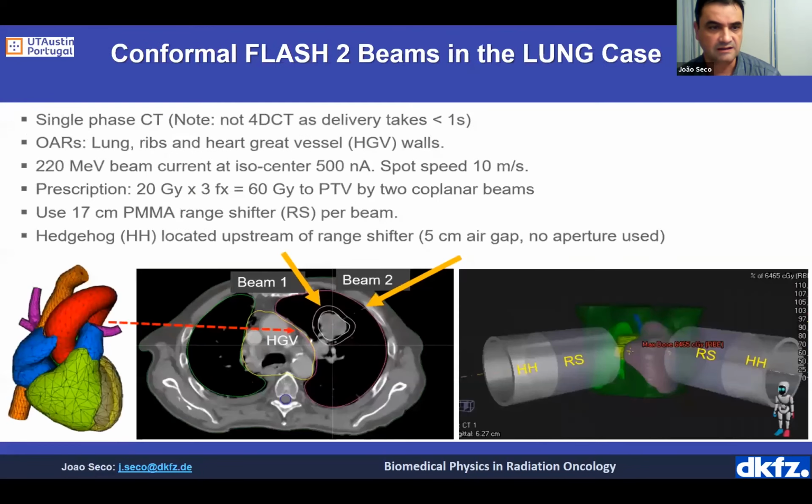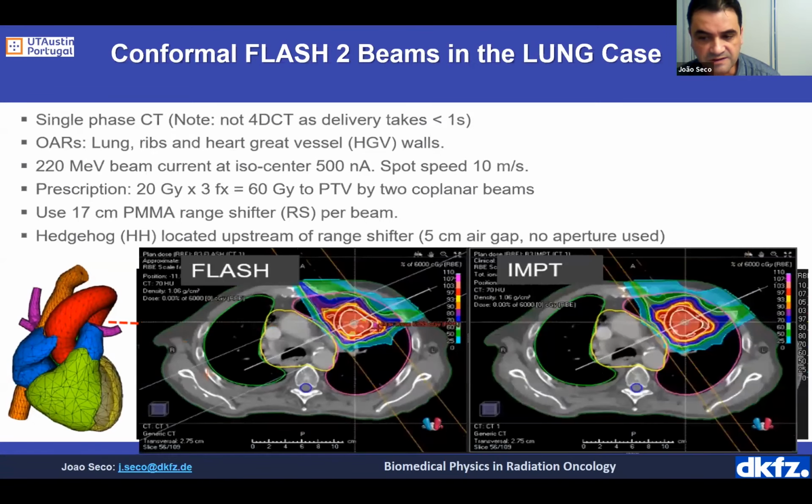You could also do what they suggested in the lung, where you could have 2, let's say, orthogonal beams, also delivering 10 gray each. So here you have beam 1 coming in from the anterior right, sorry, and you have another one coming from the anterior left. You have these 2 beams. Each one delivers 10 gray per beam, and you have a Bragg peak approach with your hedgehog and your range shifter. So this would be a nice way of also achieving flash with 2 beams.